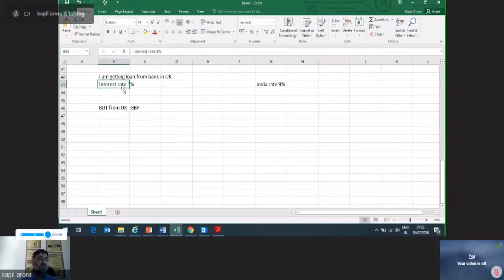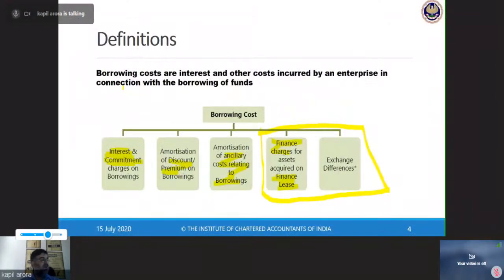Right? I hope it is clear to everybody, how we are considering all these types of costs which are related to my borrowings as borrowing cost. All these costs will be treated as borrowing cost.